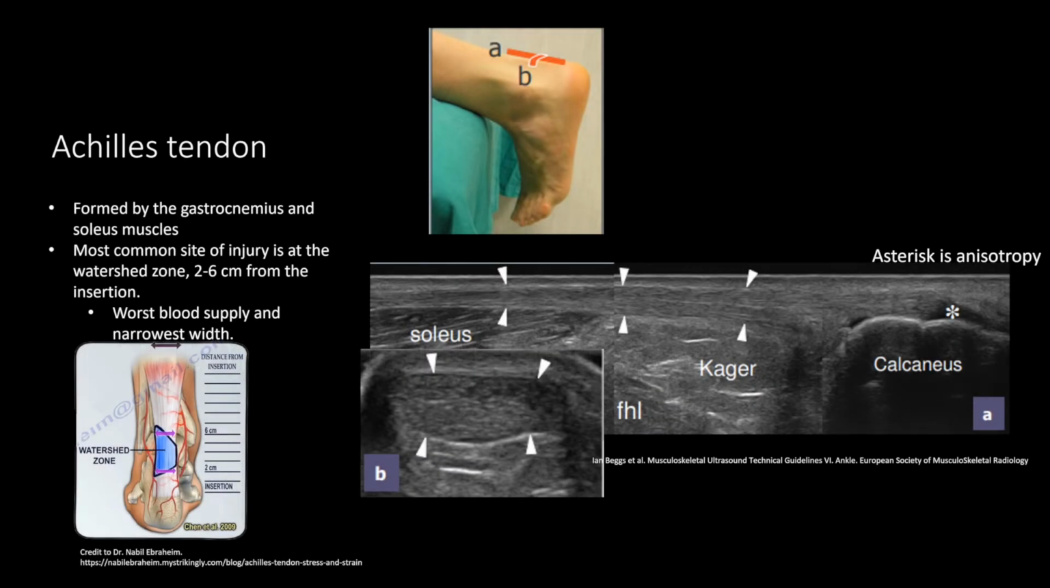For evaluation of the Achilles tendon, place the patient prone with the foot hanging off the edge of the examination table. Visually compare both sides to see if there's any difference in position of the feet. Start by placing the probe at the myotendinous junction and follow the tendon down to the calcaneal insertion in both long and short axis. Tears are most common about 2 to 6 centimeters above the calcaneal insertion at the watershed zone.